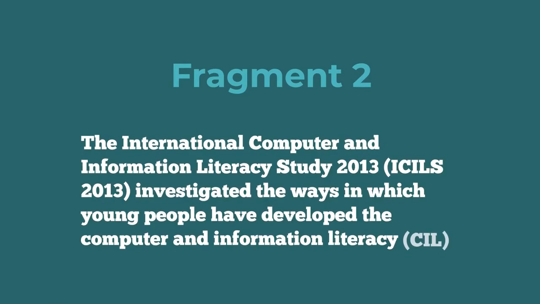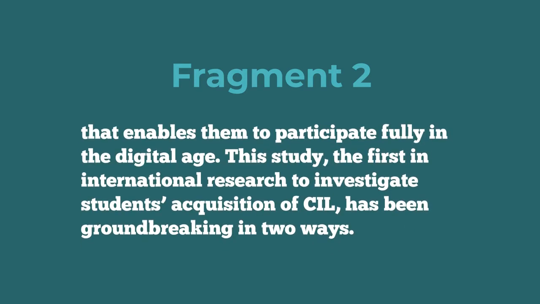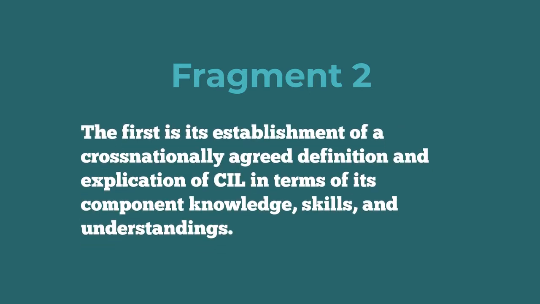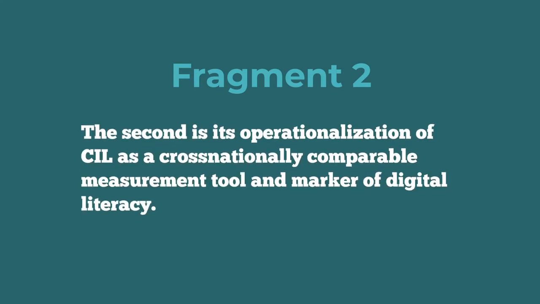The International Computer and Information Literacy Study 2013, ICILS 2013, investigated the ways in which young people have developed the computer and information literacy, CIL, that enables them to participate fully in the digital age. This study, the first in international research to investigate students' acquisition of CIL, has been groundbreaking in two ways. The first is its establishment of a cross-nationally agreed definition and explication of CIL in terms of its component knowledge, skills, and understandings. The second is its operationalization of CIL as a cross-nationally comparable measurement tool and marker of digital literacy.